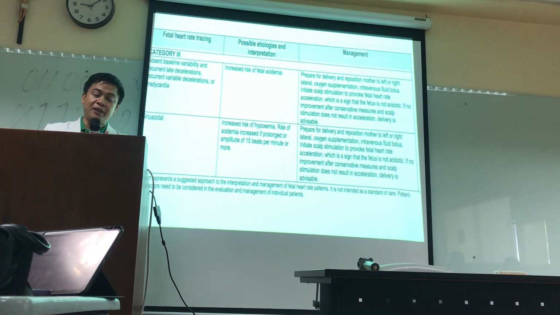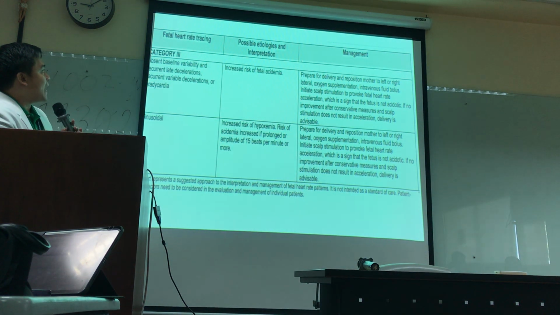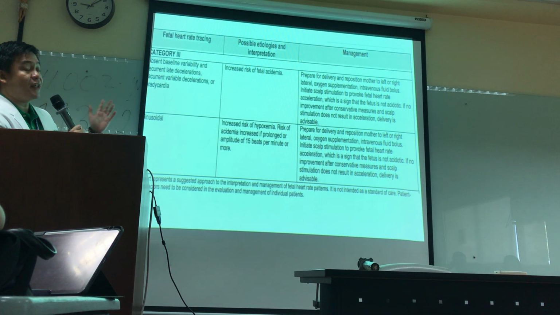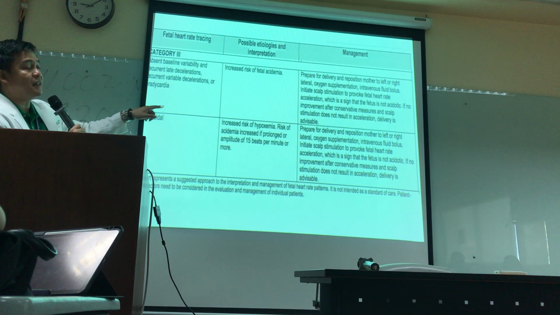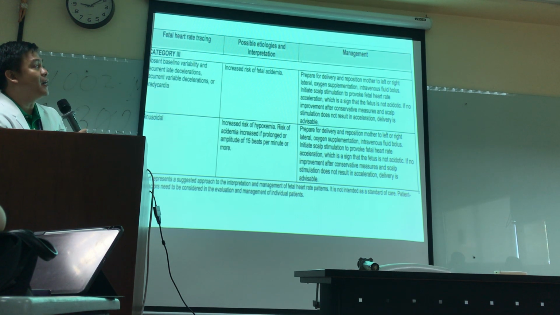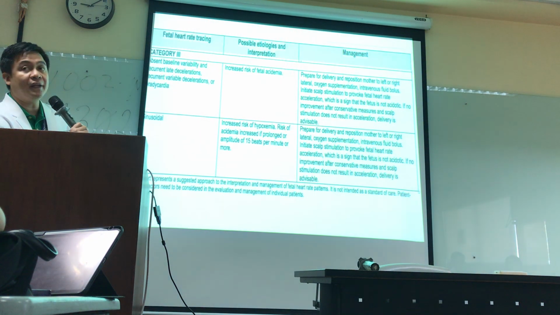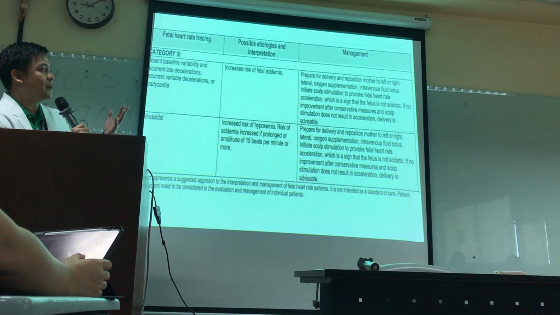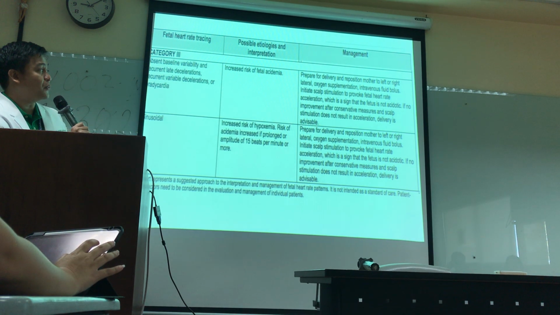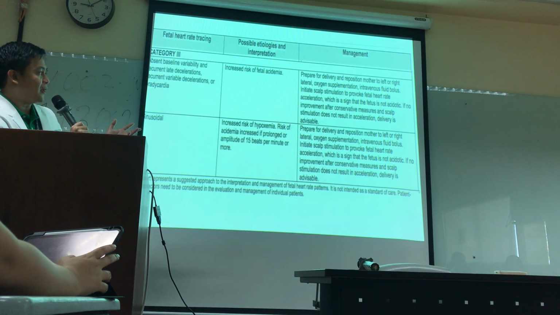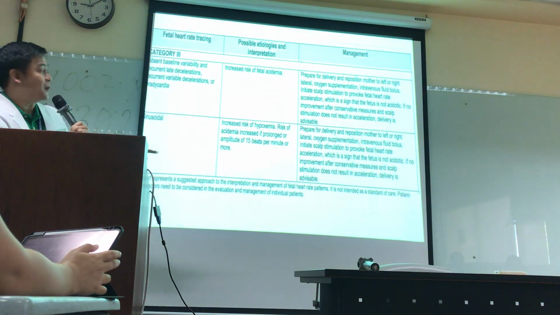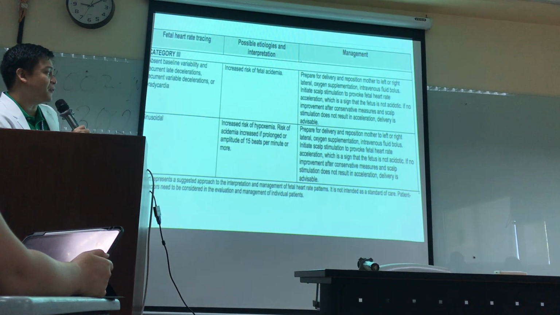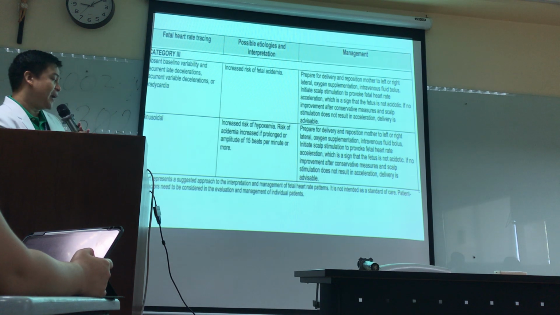Okay, so for your category 3, if there is absent baseline variability and recurrent late decelerations or recurrent variable decelerations or bradycardia, then maybe the baby is at increased risk of fetal acidemia. So you have to prepare for delivery and reposition the mother to the left or right lateral. You can give your oxygen supplementation, your IV fluid bolus, and then scalp stimulation. Okay? But yun nga, prepare for delivery already. If you have a sinusoidal pattern, then again, it's a sign of possible increased risk of hypoxemia, then expedite delivery.